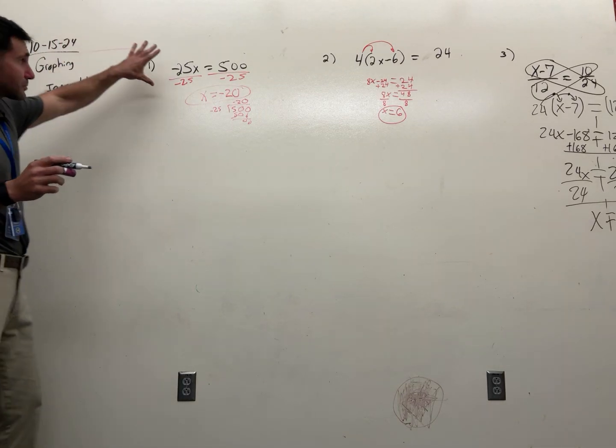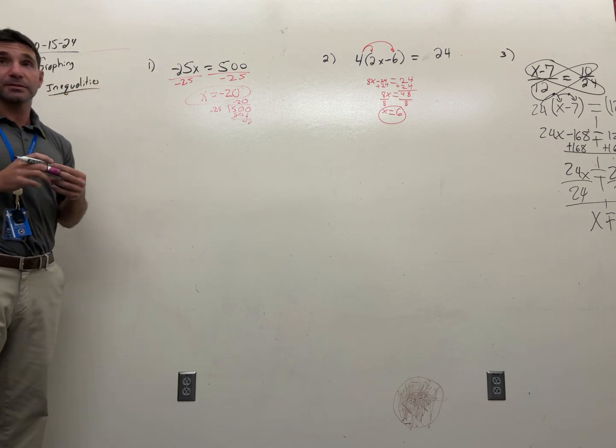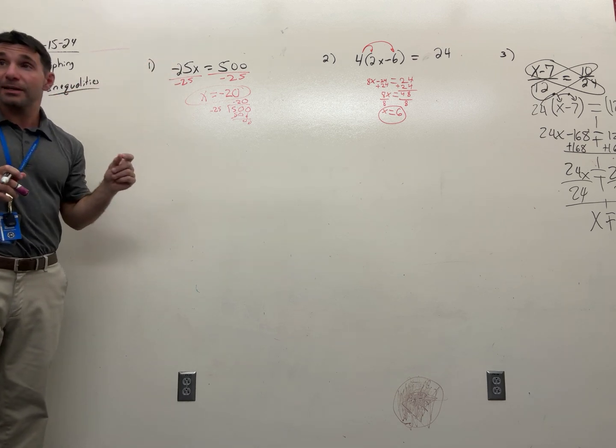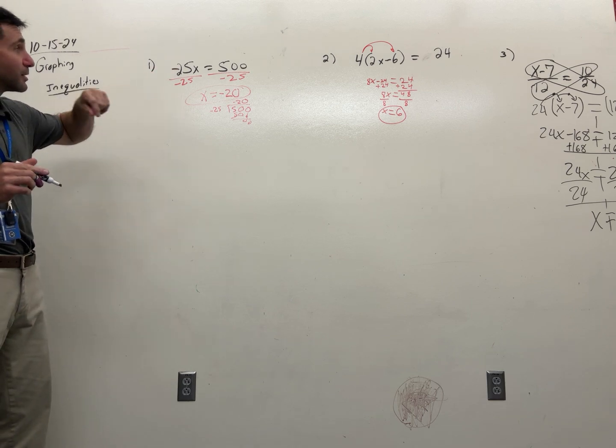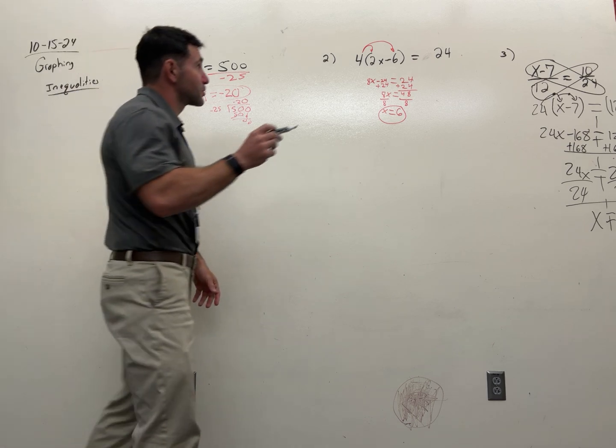So this one's great. Negative 25x equals 500. We have negative 25 times x. So the inverse is division by negative 25. When we divide, we get x equals negative 20. Great job.